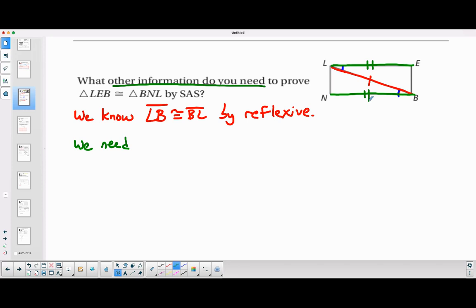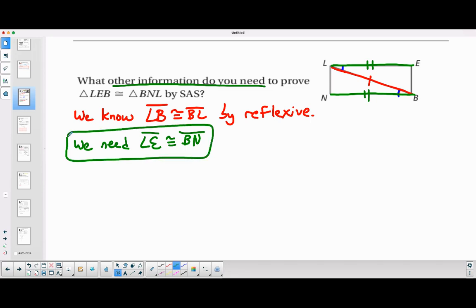in between. So we can call this one, let's call the top LE. Then that would have to be congruent to the bottom, which is BN. Okay, so this is our answer. Okay, we already know reflexive. We're allowed to do that whenever we want, but we need that top to be congruent to the bottom.